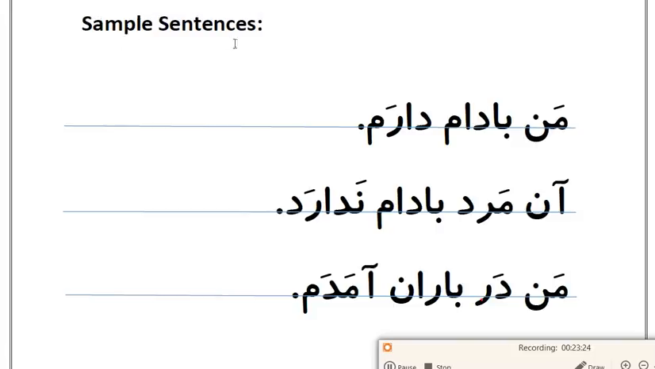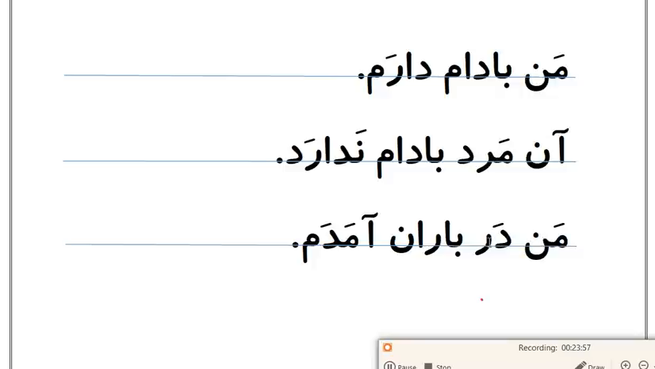Now, here we have some sample sentences. So you can stop the video now and try to read these sentences, and then just listen to the way that I read these sentences. All right, so I read these sentences now. Man badam daram. Daram is I have. Man badam daram. On mard, mard is man. On mard badam ندارد.